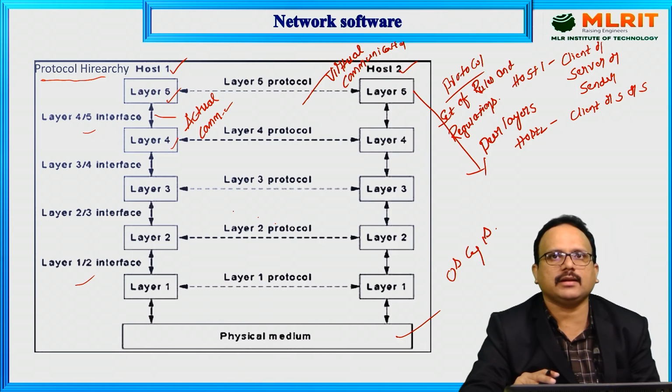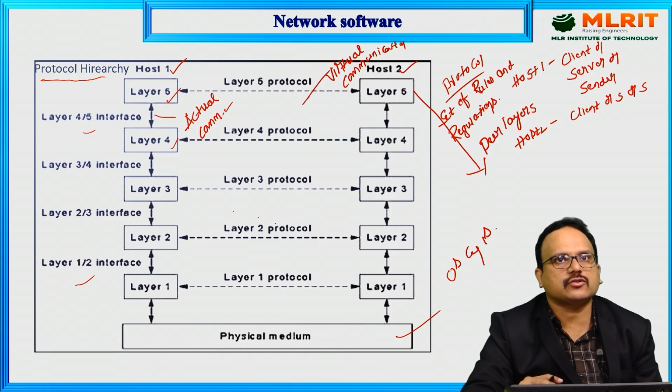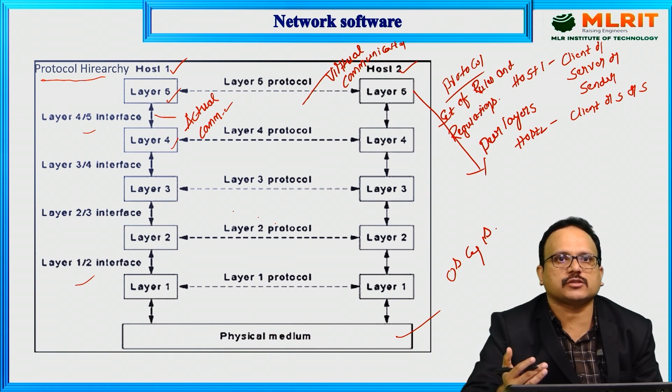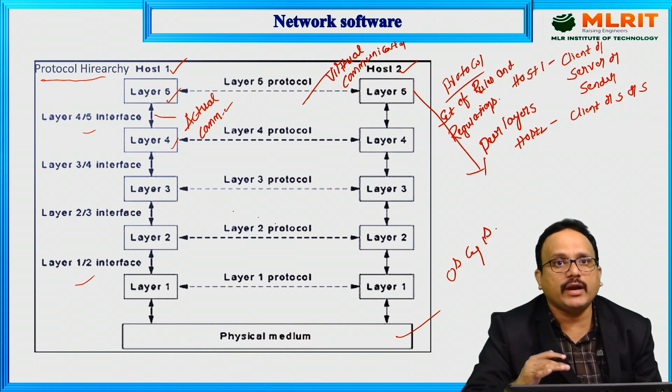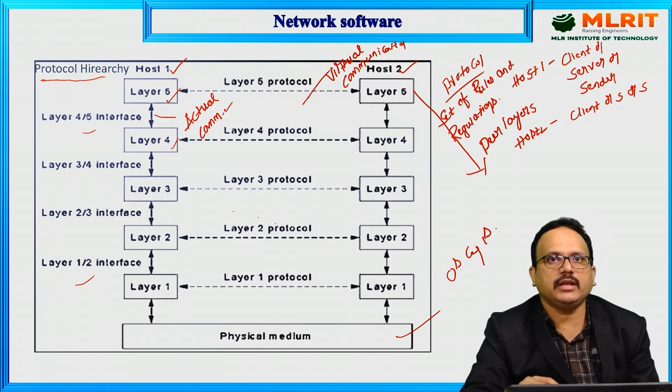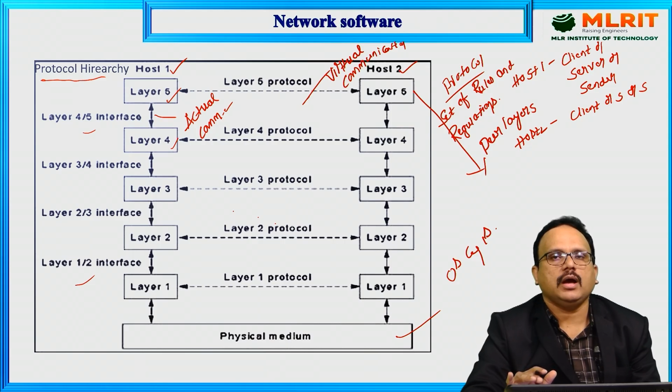So in this network software, in the first topic, protocol hierarchy, we have clearly identified what a protocol is, what actual communication is, what virtual communication is, what peer layers are, how the layers' protocols are responsible for transmission of the data, and how interfaces are responsible for facilitating the communication between the different layers in the same host. All these have been discussed in this protocol hierarchy. That is about protocol hierarchy in the network software.